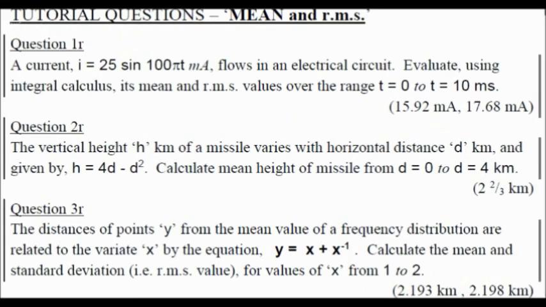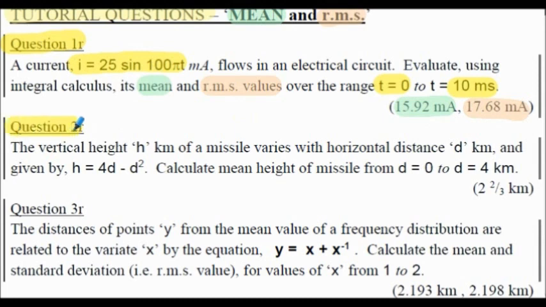Here are some tutorial questions we were given related to calculating the mean and r.m.s values. I'll let you read these questions at your own pace, although I will briefly overview the full worked solutions on the following slides. In question 1R, given a waveform for a current, we're asked to evaluate the mean and r.m.s values. Notice the range here is given as t equals 0 to t equals 10 milliseconds. So we're integrating here with respect to t and not omega t. So that actually simplifies slightly the use of the standard forms. The answer is shown in the bracket.